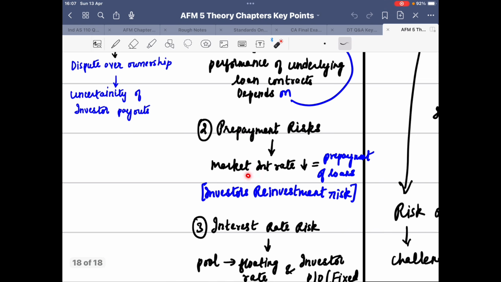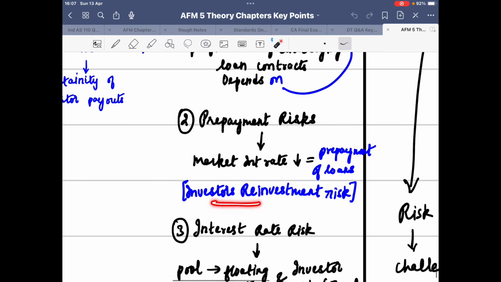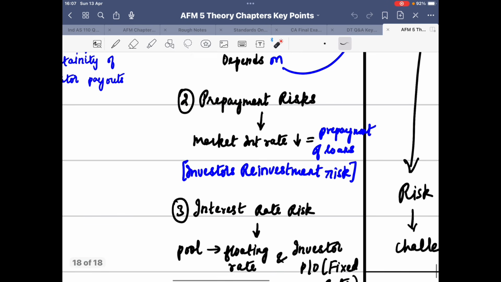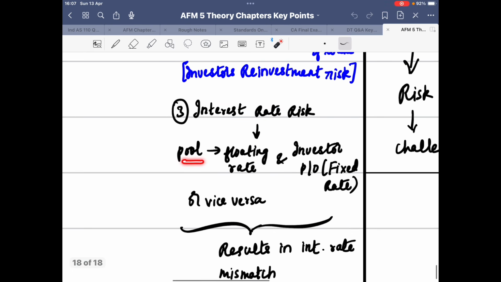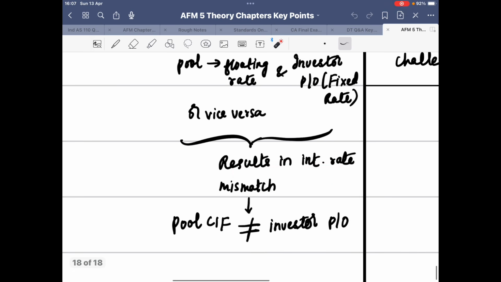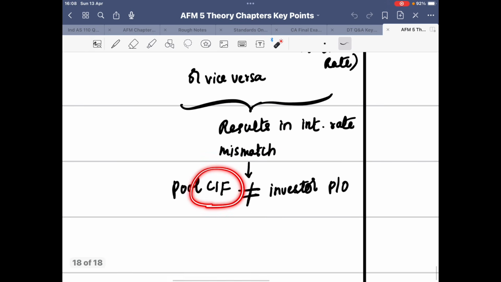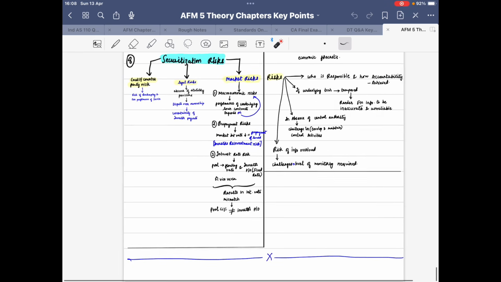Prepayment risk: interest rate falls, which means prepayment of loans increases. Investors also have reinvestment risk. Interest rate risk: pool floating rate and investor payout fixed rate, or vice versa, results in interest rate mismatch. Pool cash inflow may not be equal to investors payout.